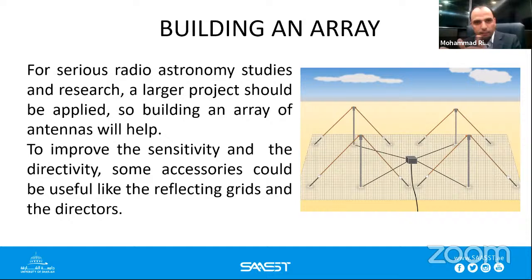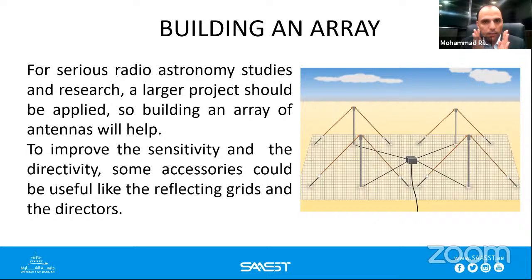So your antenna, your network, your array should be very sensitive, but not in any direction. It makes no sense if you build an antenna or array that can collect radio noise from all directions. So you have to build an array of antennas that has a high sensitivity in certain directions. This is what we mean by selectivity.